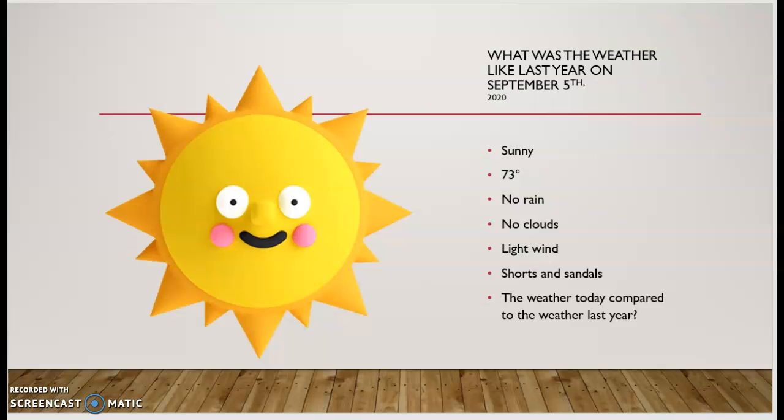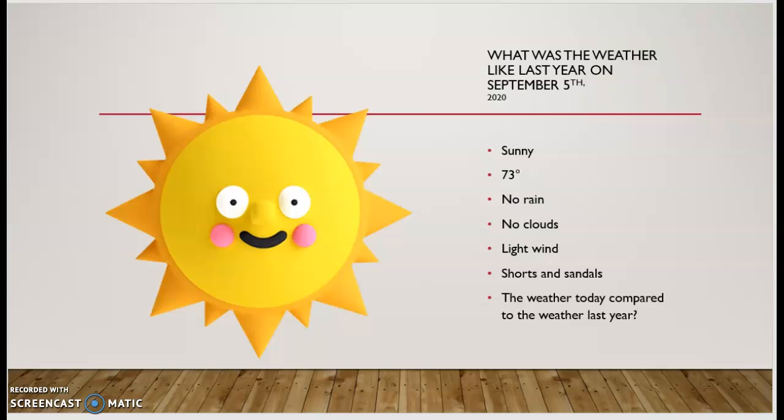It doesn't show that there was any rain last year at this time. No clouds in the sky. Maybe a very light wind. And here again, I said shorts and sandals weather, t-shirt and sandals weather. So compared to last year, we spoke about this. This year, there's a big difference in the change in weather, isn't there?